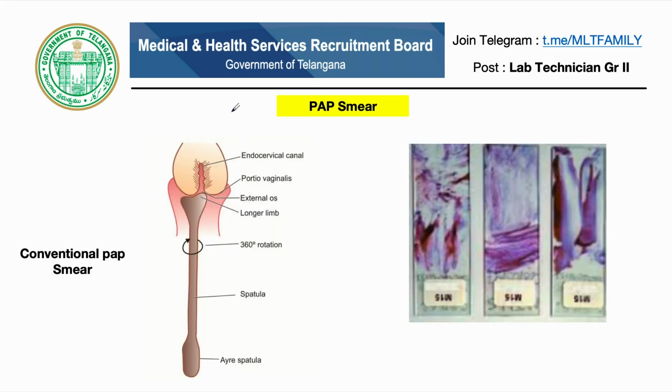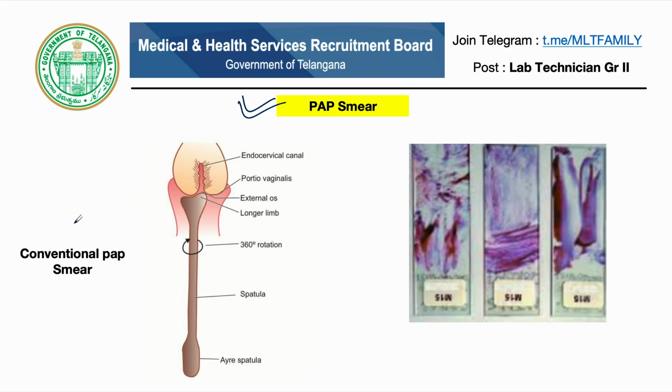Now the questions you will get in the exam will basically come from the pap smear. Pap smear basically means Papanicolaou smear. Pap came from Papanicolaou, a scientist who did lots of work in the field of exfoliative cytology.